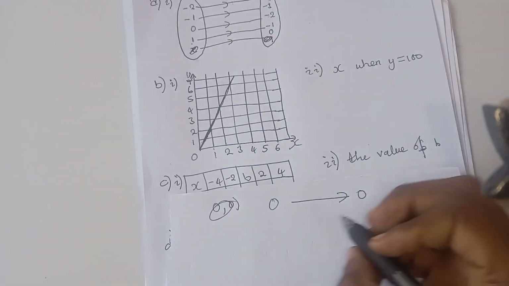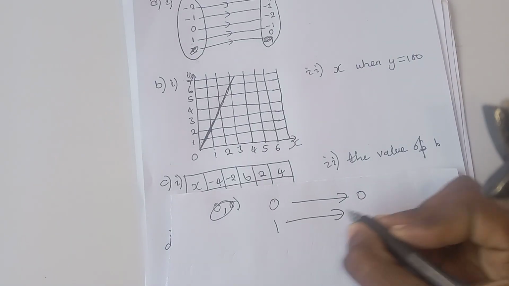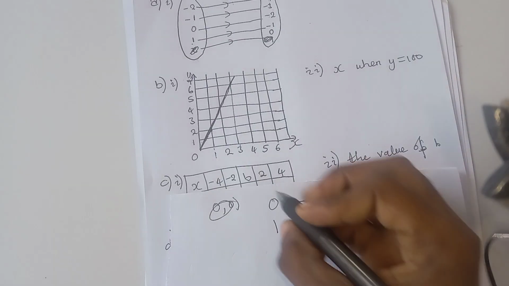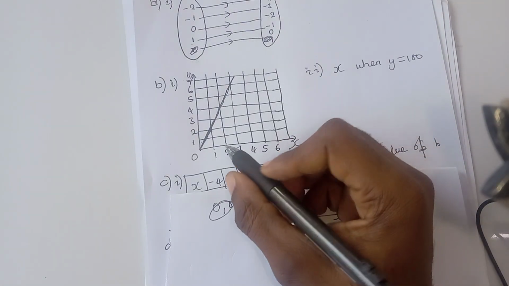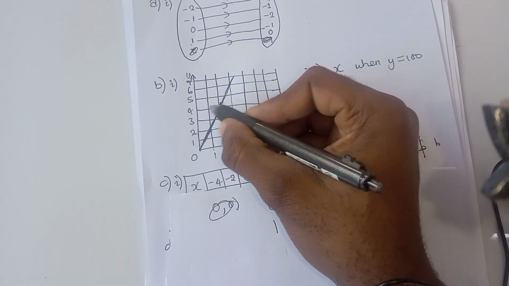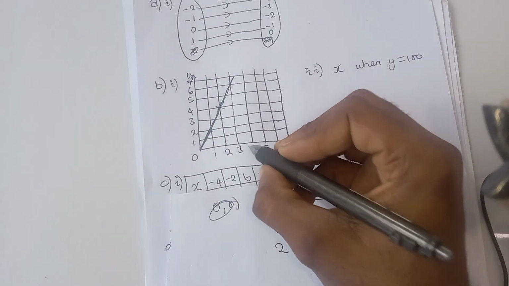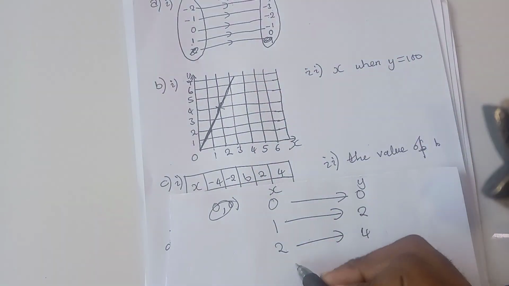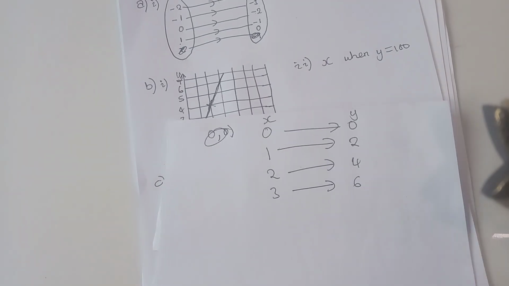Avoid fractions in this case. So you have 1, 2. So 1 is being mapped to 2. Remember, these are your x's and these are your y's. Next, we have this point here. You can say 2 is being mapped to 4. So 2 to 4. And then 3 to 6.